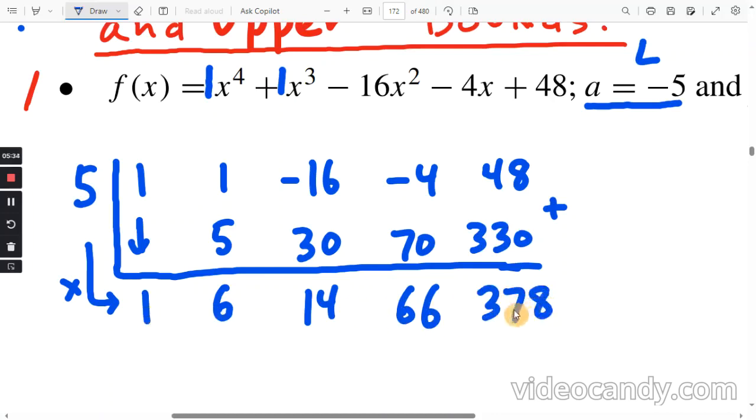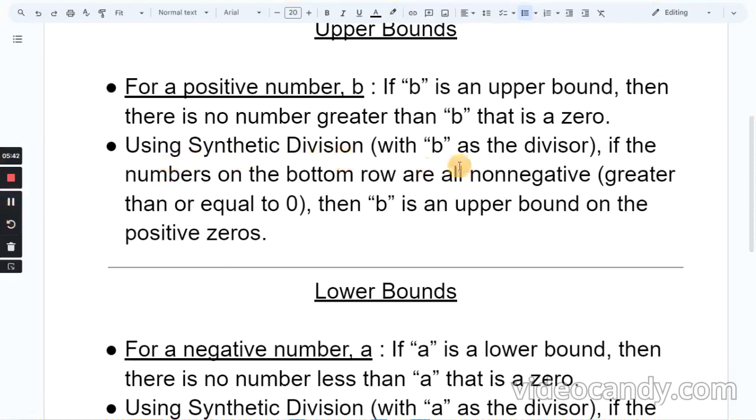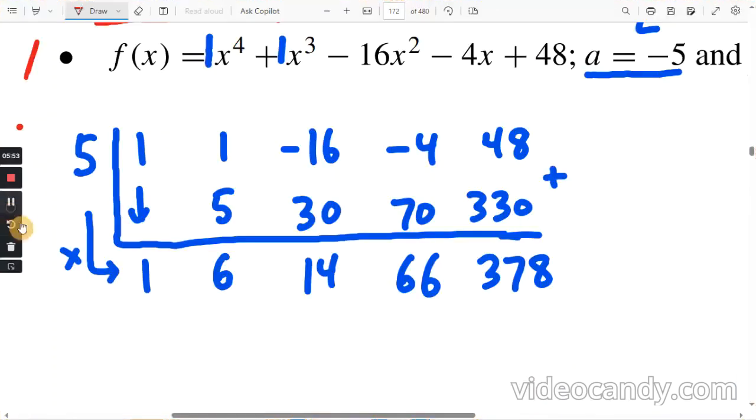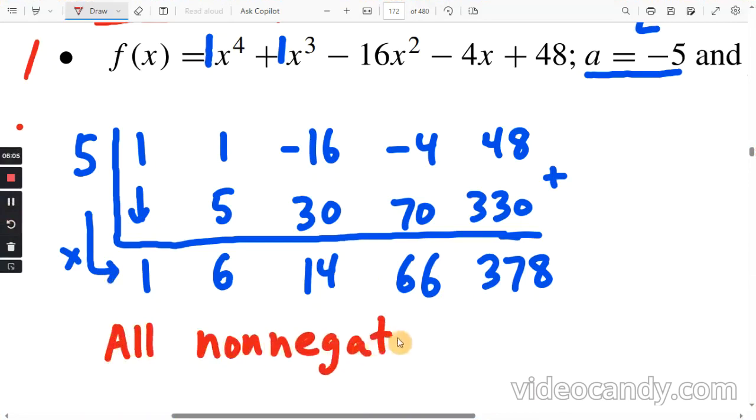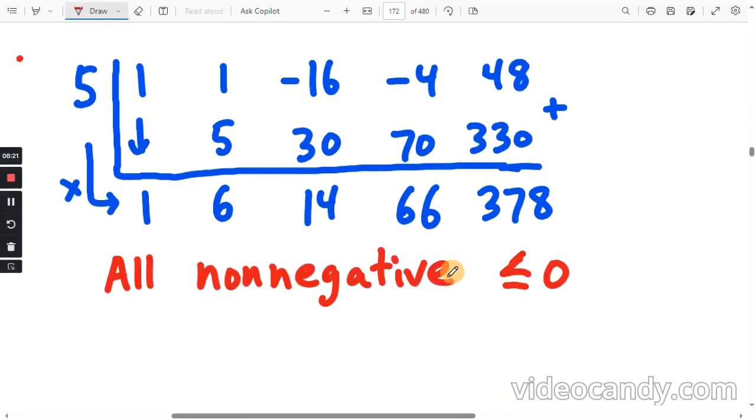Now, these are all positive, or should I say they are all non-negative. Let's check the notes real quick. Using synthetic division, if the numbers on the bottom row are all non-negative, in other words, greater than or equal to 0, then b is an upper bound on the positive zeros. So what do we have here? These are all non-negative. That means they are greater than or equal to 0. So therefore, 5 is an upper bound.